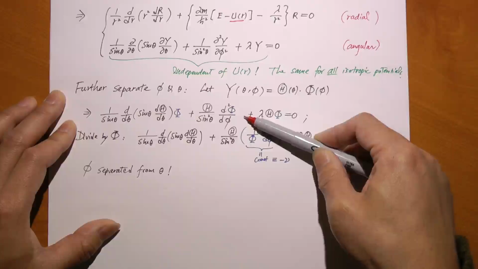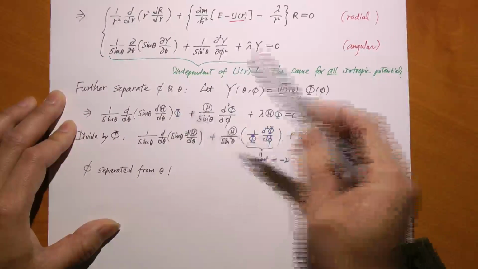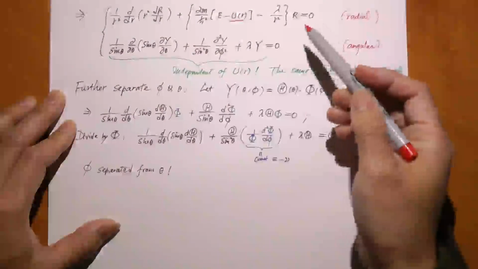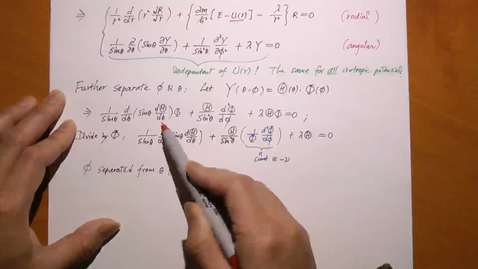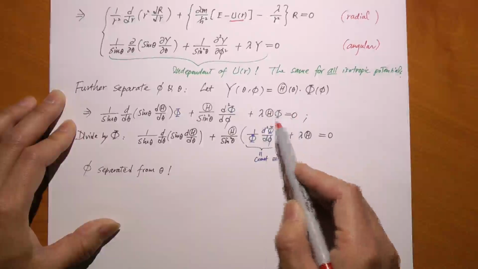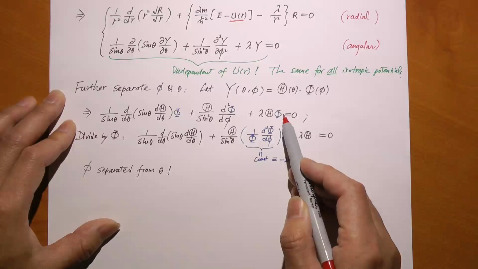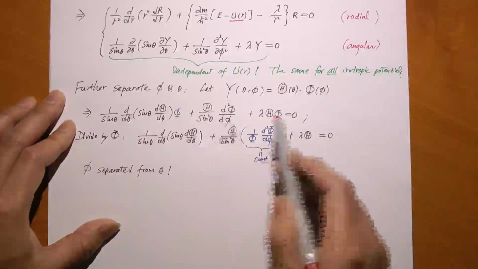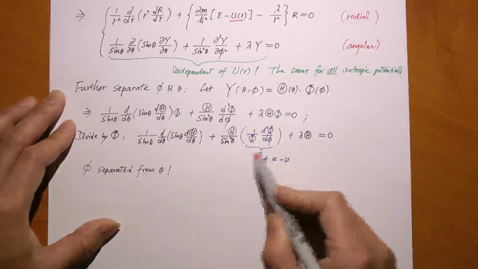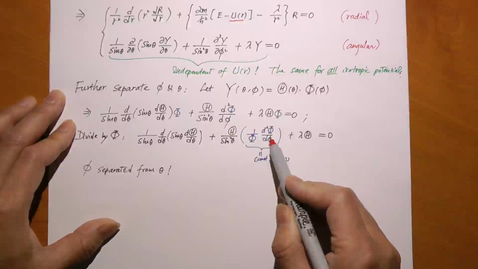How do I separate these two functions, theta and phi? Well, I use the same idea. I divide everything by what? By phi. So this term will have no phi dependency here. This term will have no phi dependency. Again, I have condensed the phi dependent part of this equation onto only this little term here.